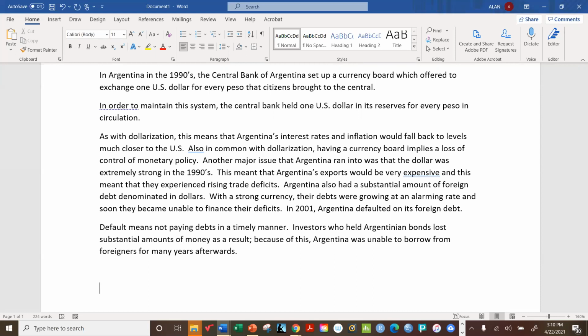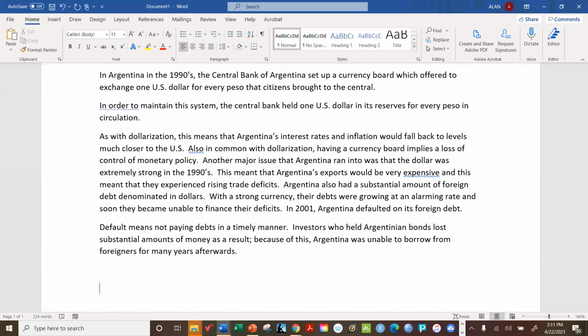And so part of the problem here was having such a strong currency caused by this currency board. But the reality is they'd had so much inflation before that they felt it was worth this experiment to see if they could do something different that didn't involve a lot of inflation. So unfortunately, it all came apart in 2001.